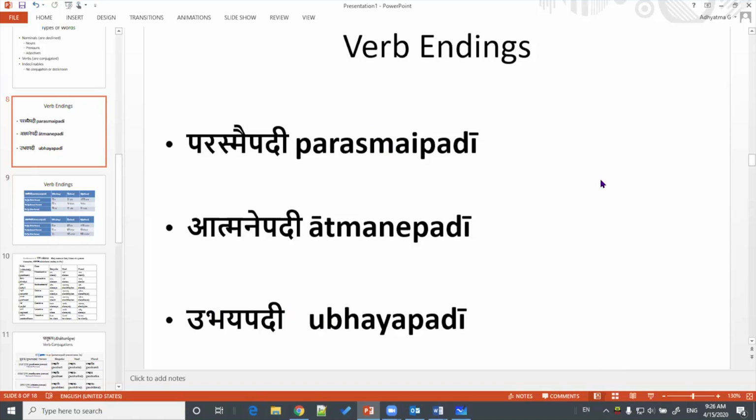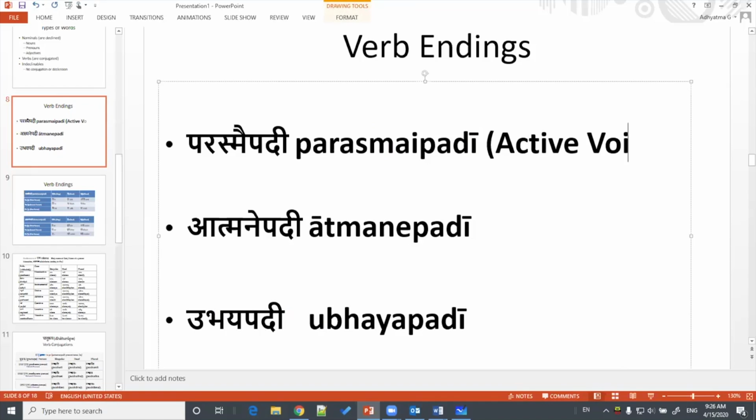Now, in many of the books, you would find that this word has been translated as active voice, and this one has been translated as middle voice. And then there is another thing called passive voice. Now it can cause some confusion because in English, first of all, there is nothing called middle voice. And secondly, it seems like a different voice, but it's not actually.